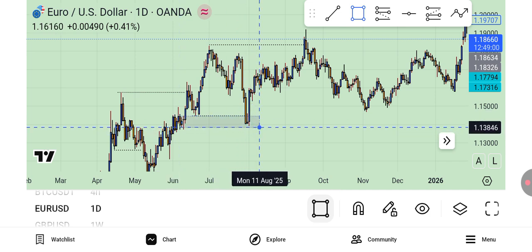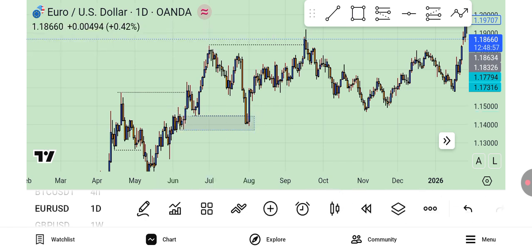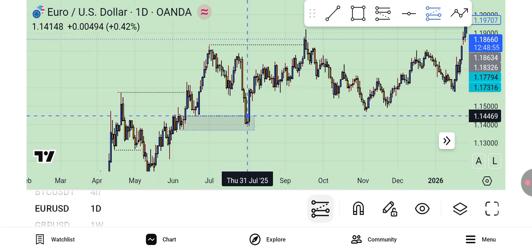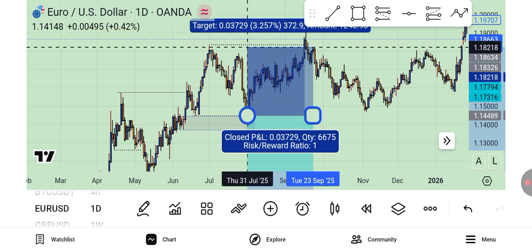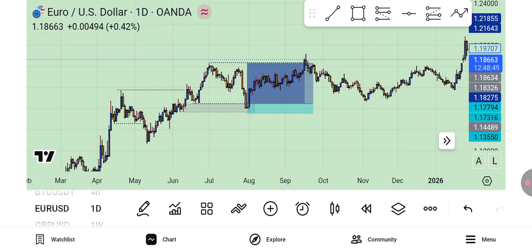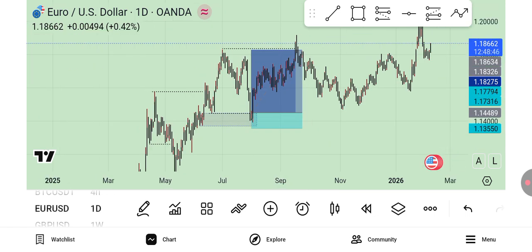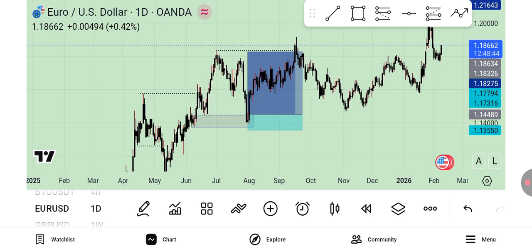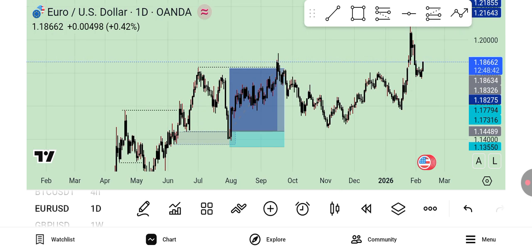Do you see it? So what will be our target? Our target will be here, and our stop loss will be underneath. Do you see that? That's what I'm discussing now. So let's look at another example.